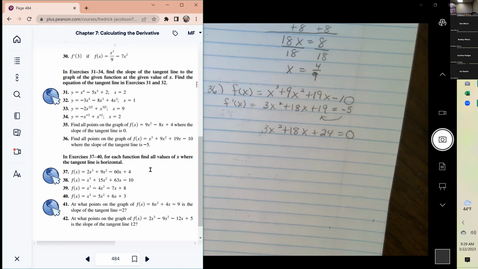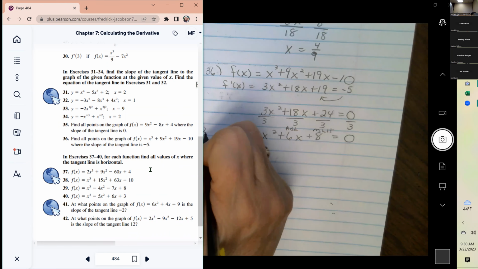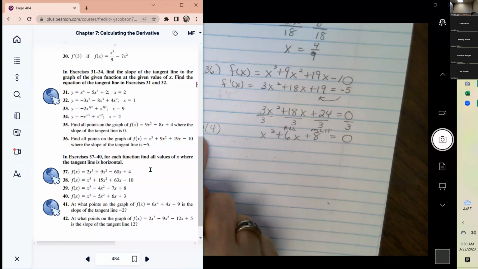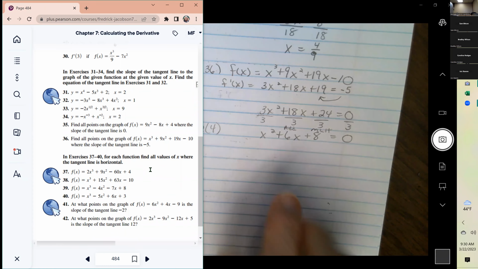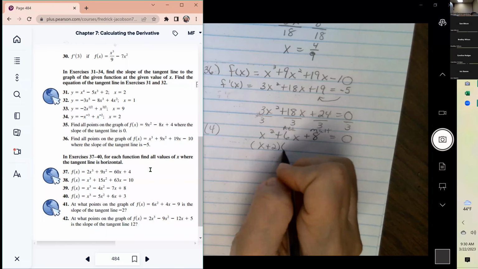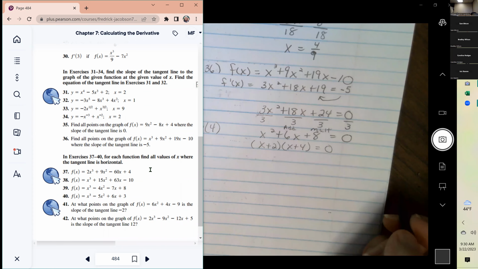This one is factorable. There's 2 numbers. When we multiply, we get 8. Then when we add, we get a +6. Or you can use the quadratic formula. But the factor of 8 would be 2 times 4. When we multiply, we get 8. When we add, we get 6. So it will factor into x plus 2 and x plus 4.